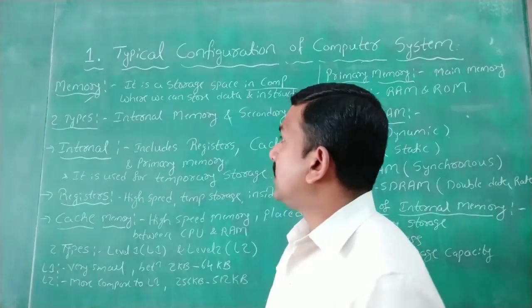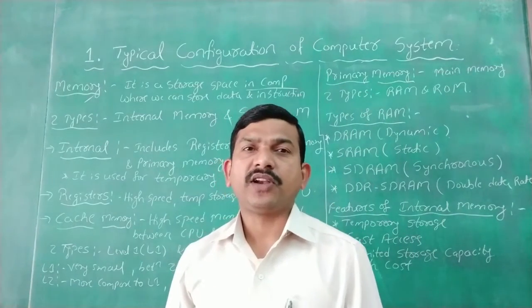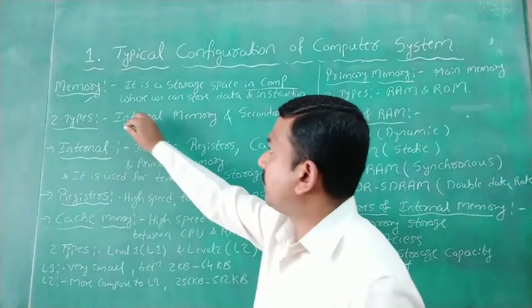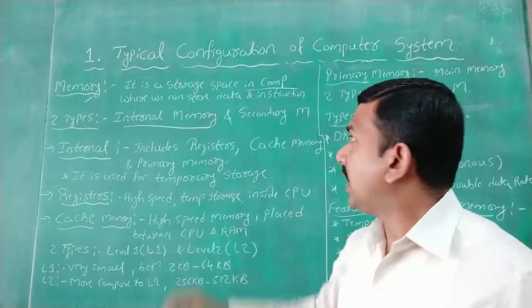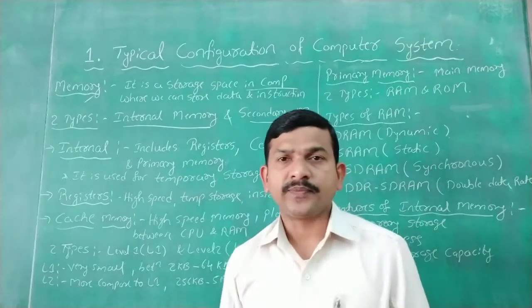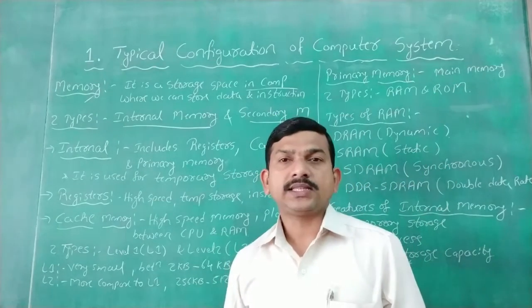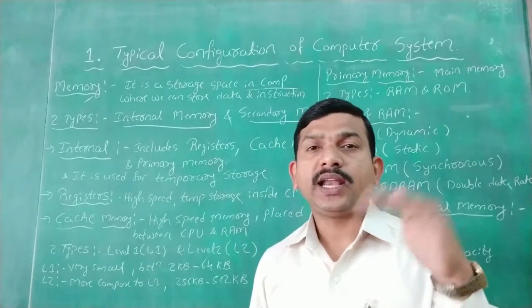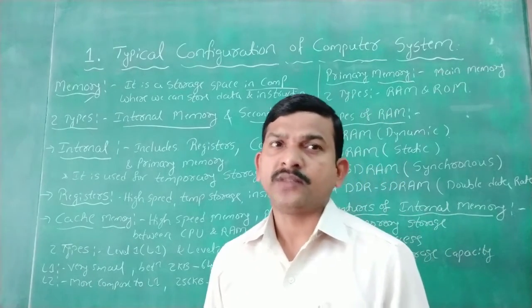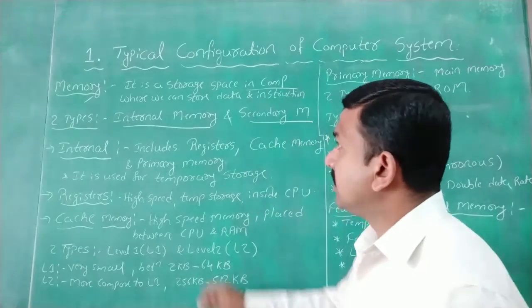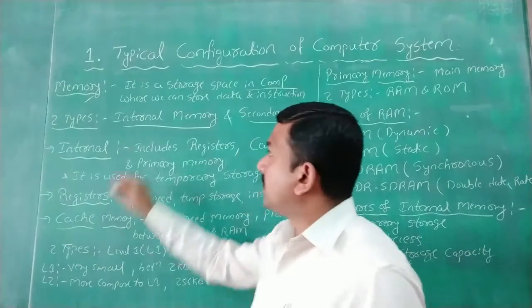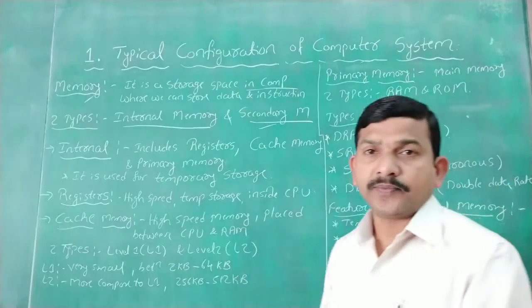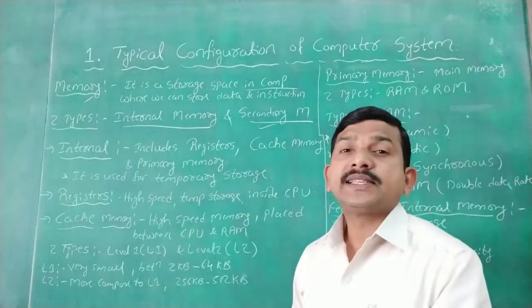we are discussing the different types of memory. There are two types of memory. The first one is internal memory and the second one is secondary memory. Memory means a place in a computer system where we can store data as well as instructions. The first one is internal memory and the second one is secondary memory.